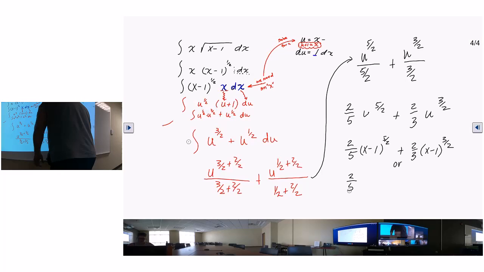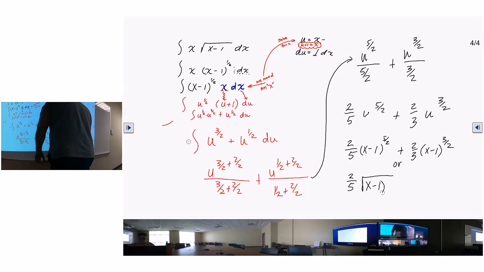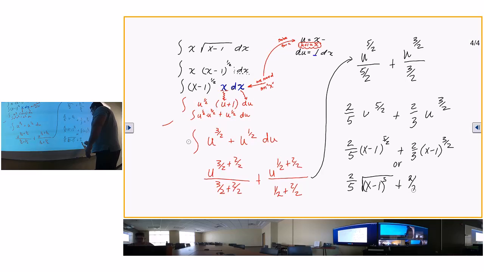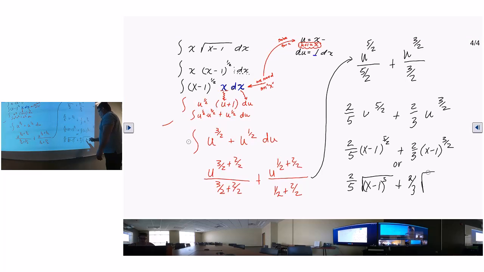2/5, exponent over index, the square root of x minus 1 to the 5th power. You can reduce this, but I'm not going to, plus 2/3 exponent over index. Exponent is 3, so that's going to be the square root of x minus 1 to the 3rd power.